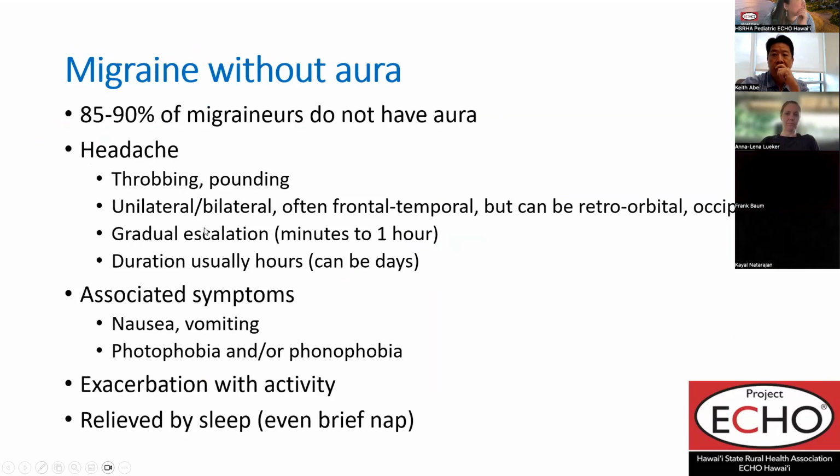And you only need pounding headaches, usually lasting hours. Doesn't have to be unilateral like parents think, usually quite disruptive. So it has to be severe and lasting hours. Severe meaning disruptive, and usually you need either nausea or vomiting or light or sound sensitivity. And if you have 5 or more of these, then that would meet criteria for migraine without aura. The exacerbation with activity and being relieved by sleep, that's not part of the diagnostic criteria, but also helps, again, in the confidence with the diagnosis.